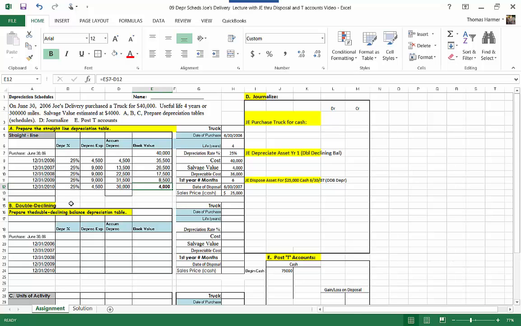So this is our depreciation table. If we were using straight line depreciation at the end of the first year, we would have a debit to depreciation expense of $4,500 and a credit to accumulated depreciation. In the second year, on December 31st, it would be a debit of $9,000 depreciation expense and a credit to accumulated depreciation of $9,000. And that's how that goes for straight line depreciation.